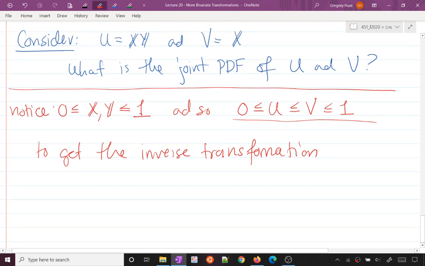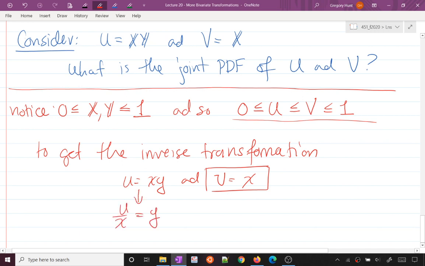So, I have these two equations, u is xy, and v is x, and I want to solve back for x and y. Well, solving back for x is easy. X is just v. And solving for y here, I could say it's u over x is y, which of course is u over v. So this would tell me that y is u over v. So those are inverse functions, right?